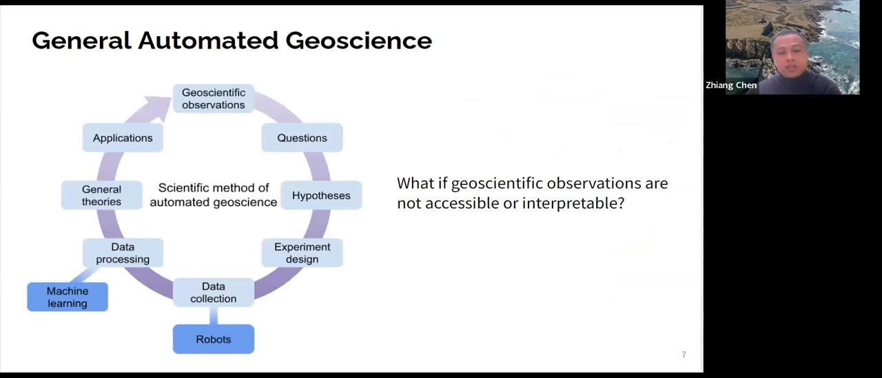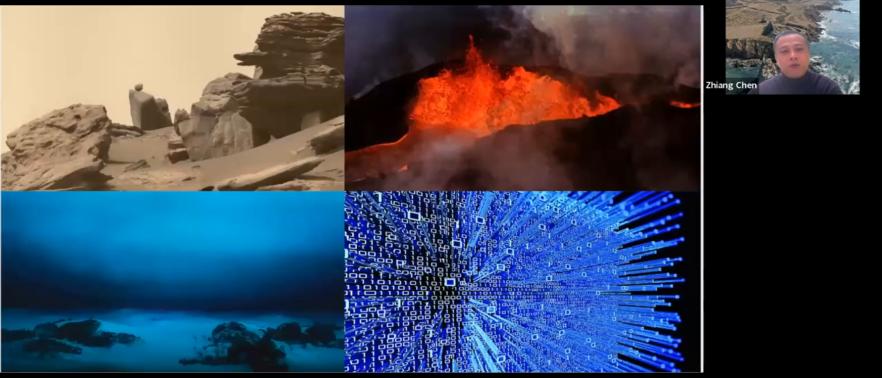Okay. And the method starts from geoscientific observation, but what if geoscientific observations are not accessible or interpretable? This seems a very abstract question, but it actually is quite common. Before Mars rovers, close-range observation was not accessible, and cliffs and volcanoes or deep oceans are not easily accessible. And nowadays, we have a large amount of data, like data from sensor networks, mobile robots, and satellites. There is just too much data for us to interpret. In this case, how can we make geoscientific observations?